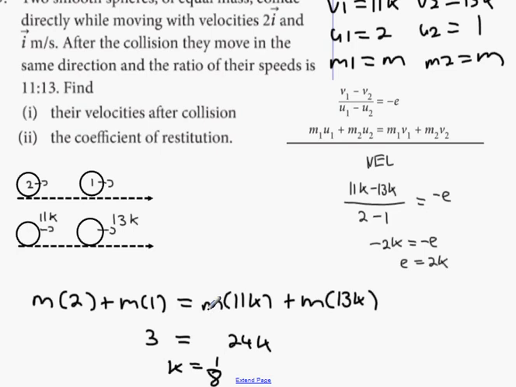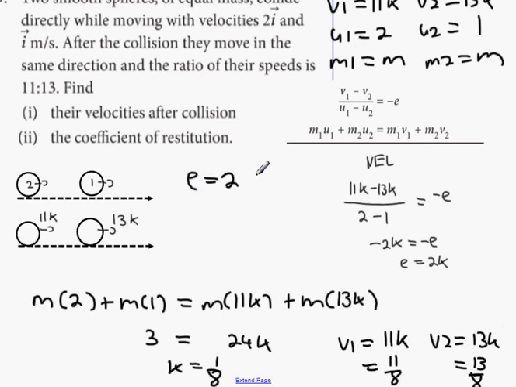And now that k equals 1/8, this means the velocity is going to be: v1 is 11k, which is 11/8, and v2 is 13k, which is 13/8. Finally, the e value is 2k, so 2 times 1/8, e value equals 1/4.